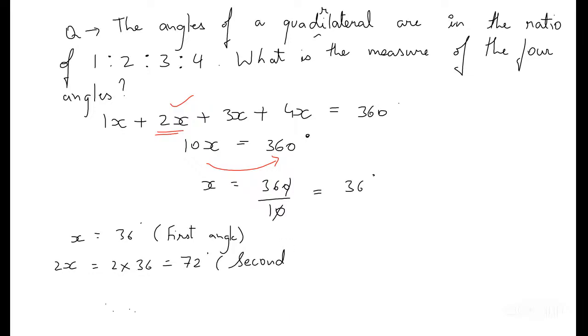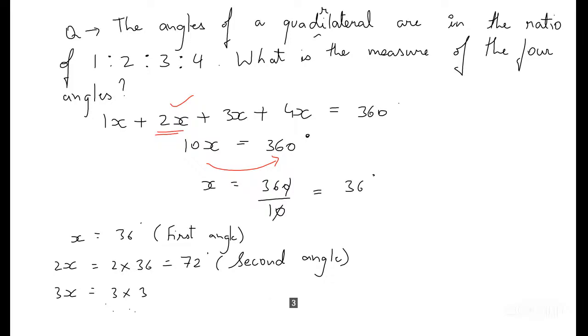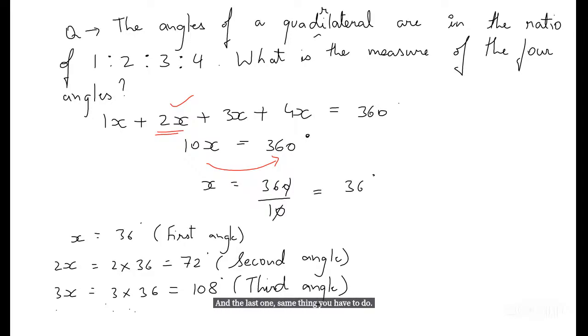Similarly, with the third angle, we will do 3x, which means 36 into 3. What will we get? 108 degrees. This is our third angle. And the last one, same thing. You have to do 4x, which means 4 into 36, which becomes 144 degrees. This is your fourth angle.